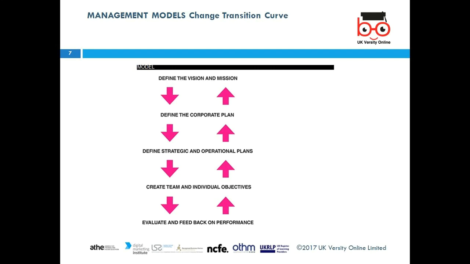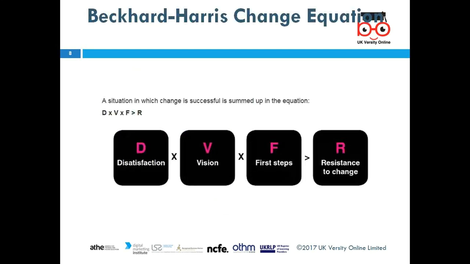Evaluate and feedback on performance. So we need to evaluate and we need to give feedback, both downward and upward. We call it the top-down and bottom-up approach. So we need to carry on taking the feedback to top level management, and top level management's view down to the lower levels, so that we can easily implement the plan.